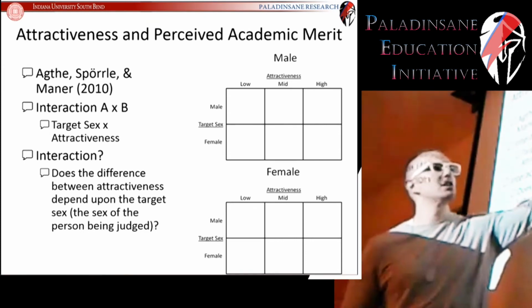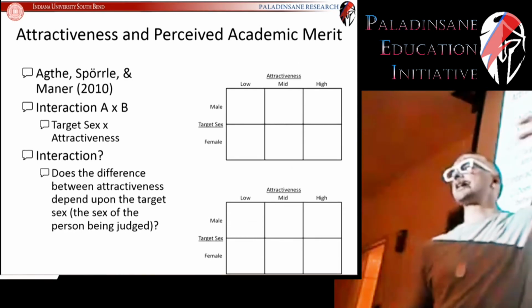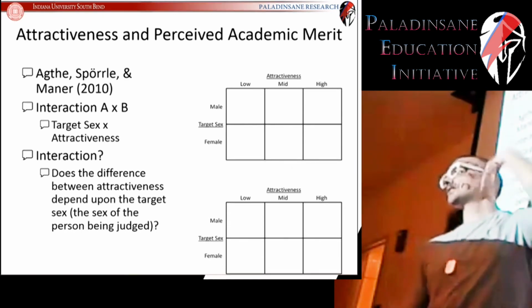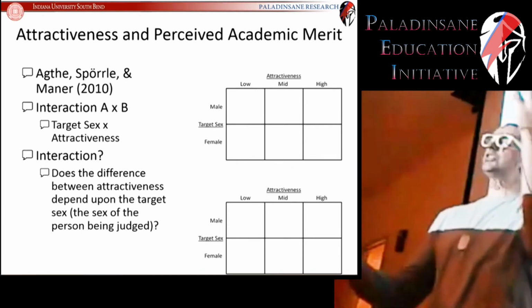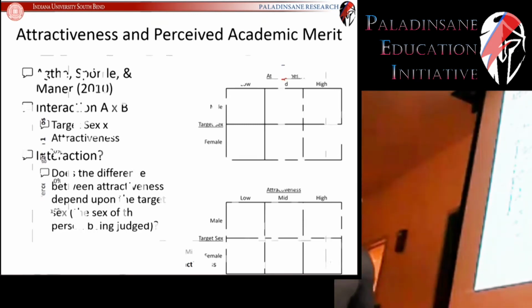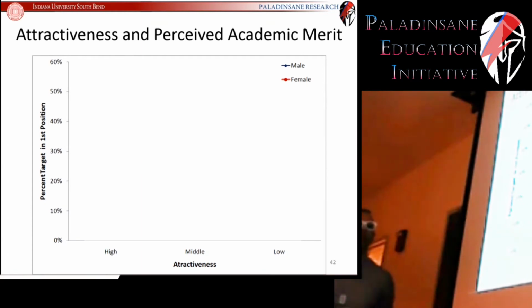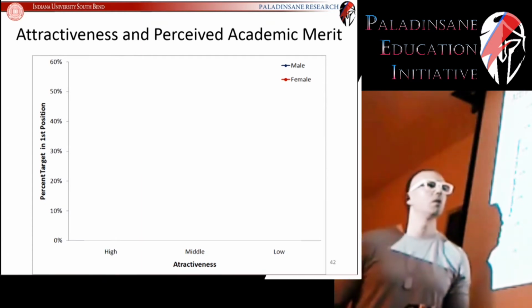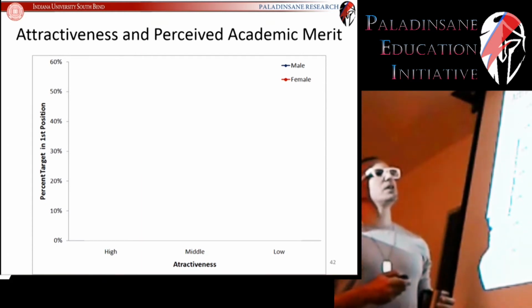So in this interaction, it's as if we're no longer interested in the sex of the judges. They're just people. So it's just people judging males, people judging females. What's the effect of attractiveness going to be for males and females? So we'll talk about each of these in turn.